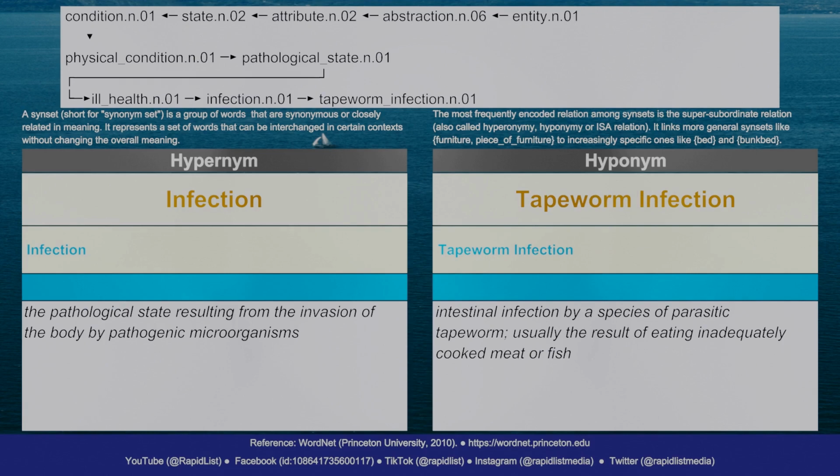Tapeworm infection. Intestinal infection by a species of parasitic tapeworm, usually the result of eating inadequately cooked meat or fish.